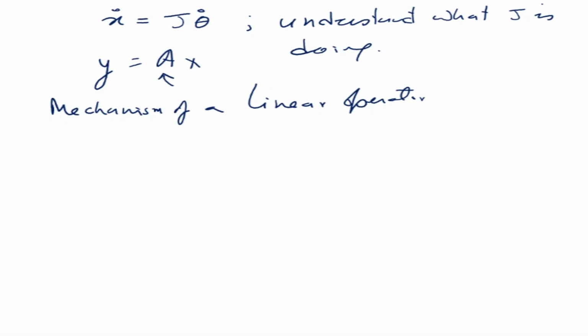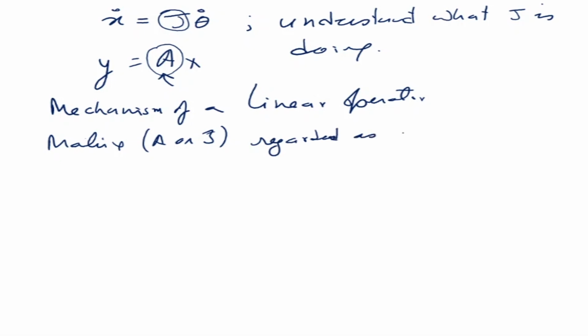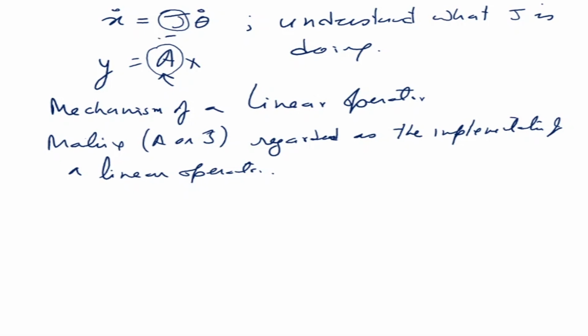So a matrix here, this matrix A or J, as I wrote above, can be regarded as the implementation of a linear operator. And we are looking at the mechanism of a linear operator.